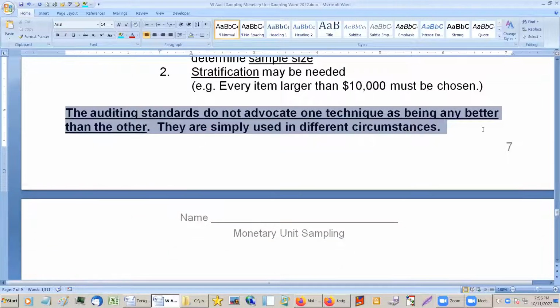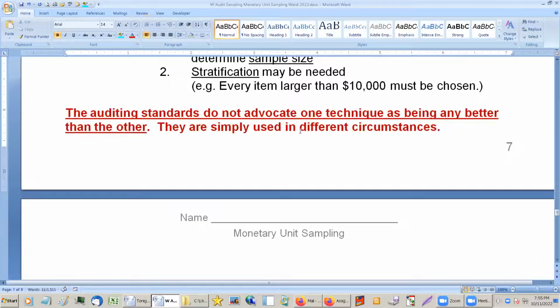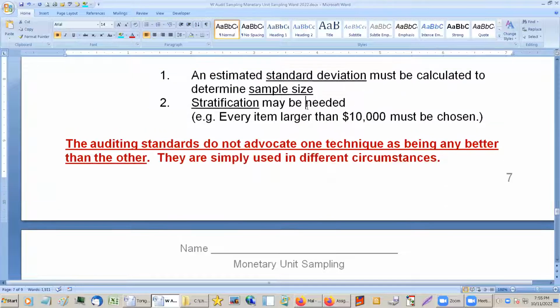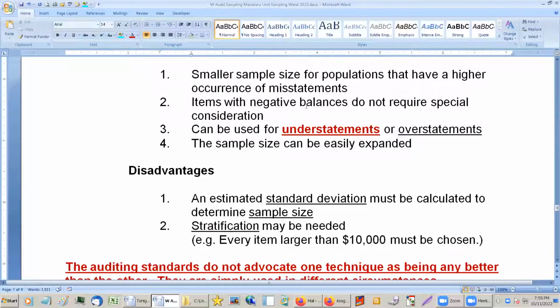And this is important, and this is kind of different than back in my day. The auditing standards do not advocate one technique as being better than the other. They're simply used in different circumstances. A very large factor is understatements and a higher occurrence of misstatements. These are the two factors that really play into these. If you think there's going to be a higher number of misstatements, or if you think it's going to be understated, this is the method to use, one of the classical sampling ones.